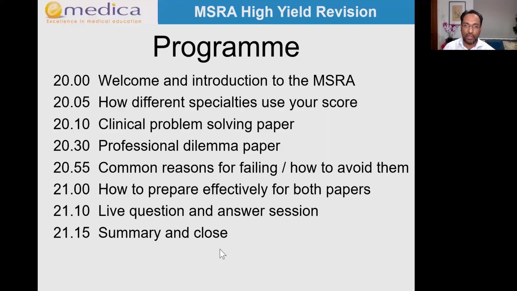So let's start with an overview of the MSRA, and then I'll touch on how different specialties use your score, especially as some of you are coming for round 1. All specialties that use it recruit in round 1, whereas in this round, there's only a few. And then we'll look at the clinical paper, do some practice questions. We'll look at the professional dilemma paper, do a couple of SJT questions.